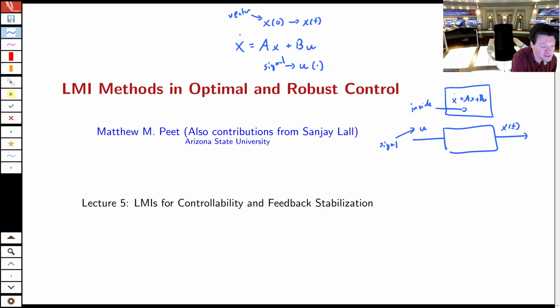So it's also a signal. It's not the vector x of t. It's x of t at every time. So it's a signal itself, so we're going to make that a signal. And to remind us that it's a signal, we'll put a little dot there, to indicate that it's a map from u at every time to x at every time.